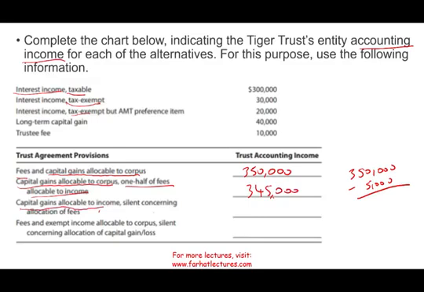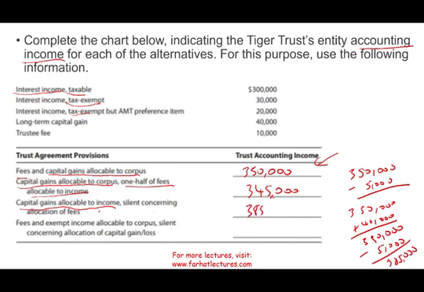Capital gain allocable to income, silent concerning allocation of fees. Well, now we're going to include the capital gain. Therefore, we start with what we started with, $350,000, and add $40,000 of capital gains. That's $390,000. Then we deduct $5,000, because if it's silent, the state will say split the fee in half. Therefore, the accounting income is $385,000.